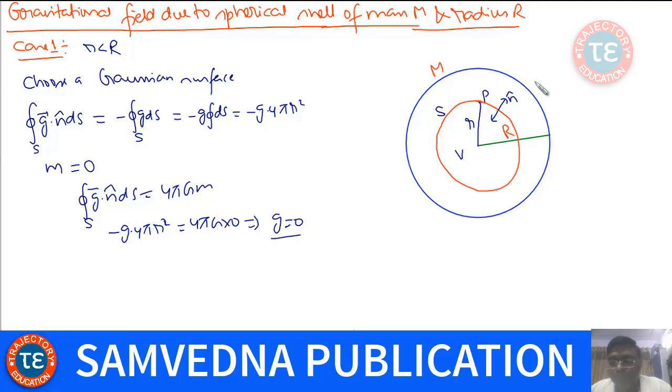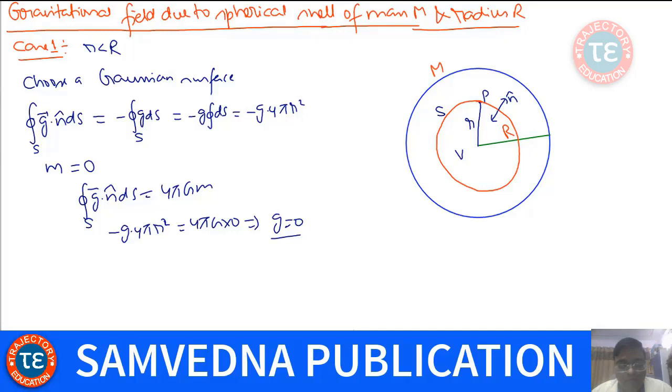So that means G is 0 inside. Okay, G will be 0 inside. Now, that is for r less than R.